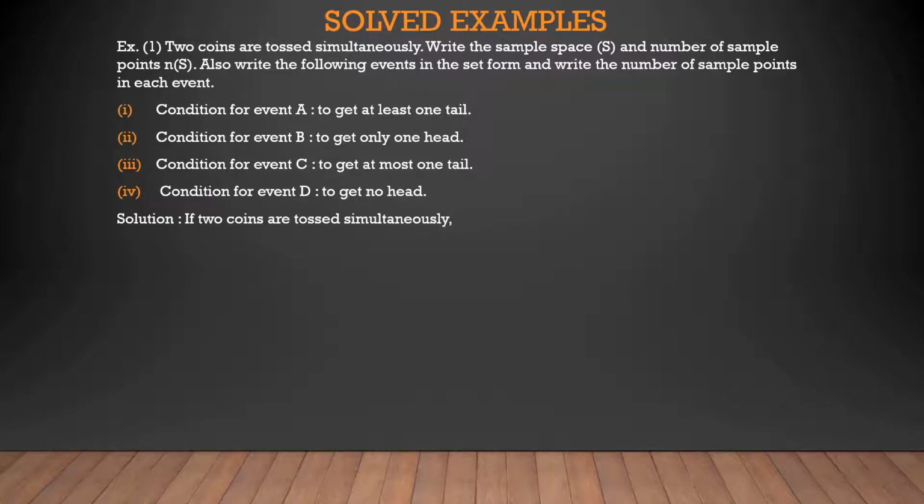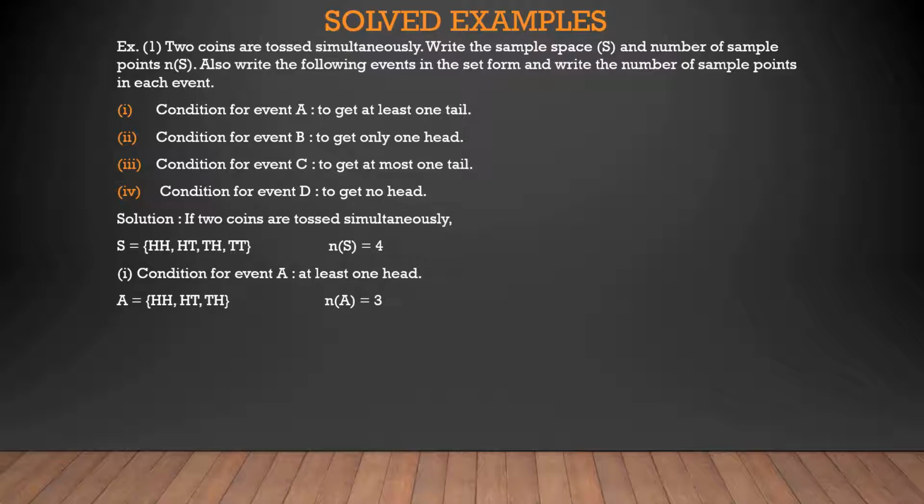Solution: if two coins are tossed simultaneously, sample space will be S is equal to HH, HT, TH, TT. So number of sample points in sample space, that is N of S, is equal to 4. Condition for event A: at least one head. So at least one head should turn up when two coins are tossed. So A is equal to HH, HT, TH. Number of sample points in event A is N of A, that is equal to 3.